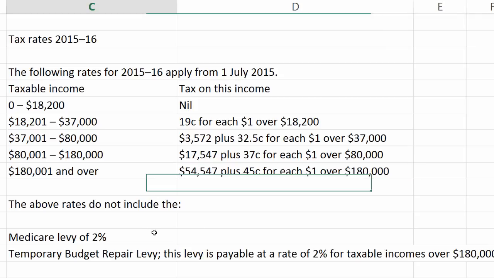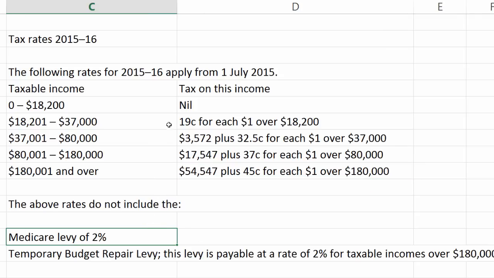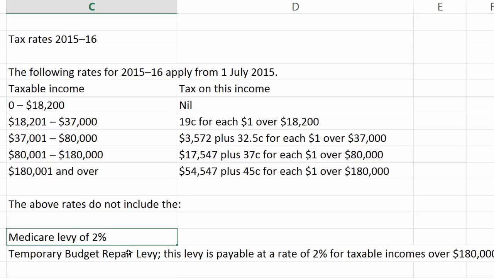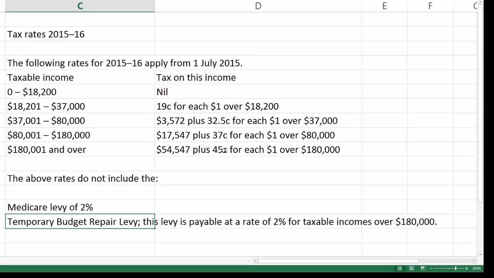Now, what we haven't included there is a 2% Medicare levy. Regardless of income, we all pay 2% on every dollar earned, although there is a shade-in period for low-income earners. So someone earning, say, $10,000 in actual fact won't have to pay the Medicare levy, but someone on, say, $100,000 income would pay 2% on the whole lot. Also, there's a budget repair levy in 2015-16 and 16-17 where anyone earning over $180,000 pays an additional 2% on the amounts over $180,000. So let's now put that into practice and do a calculation.